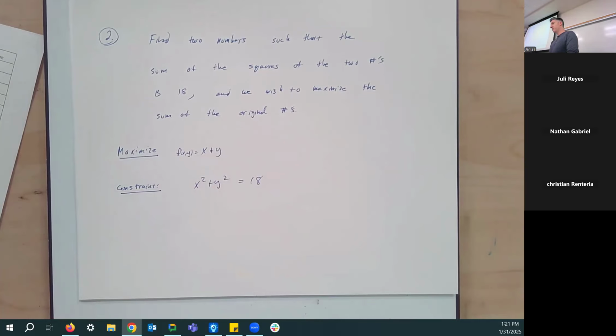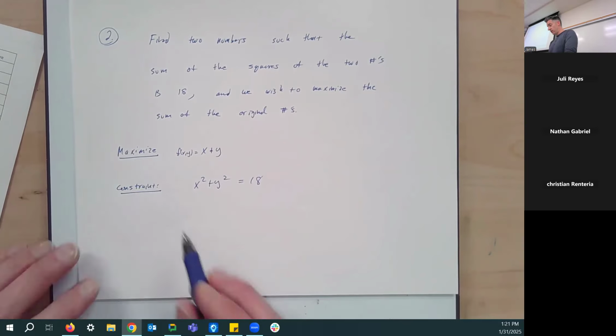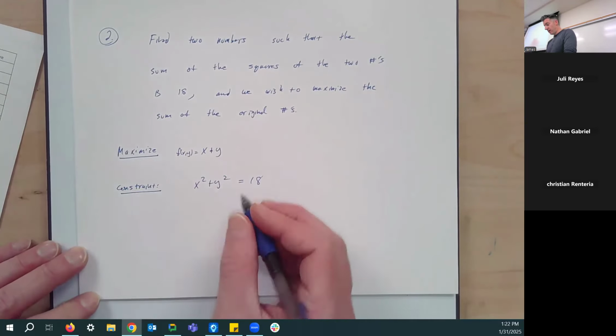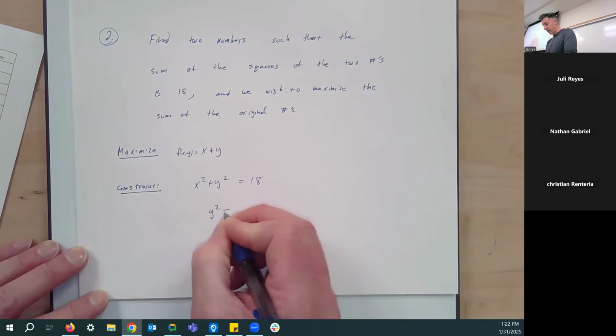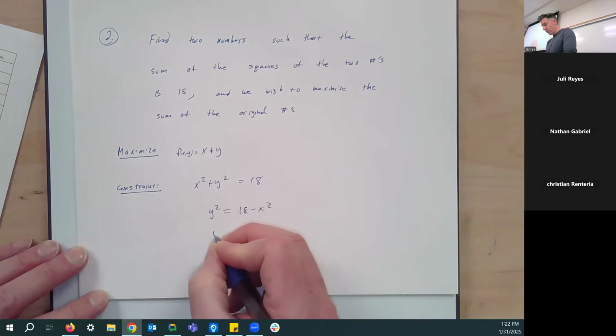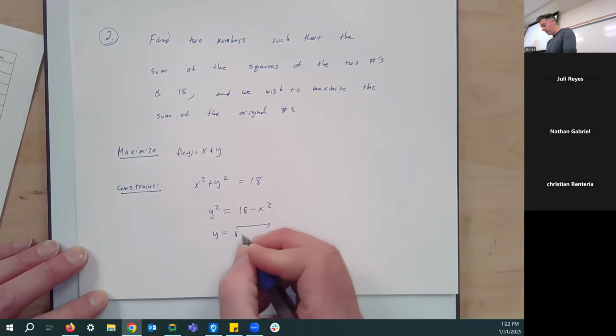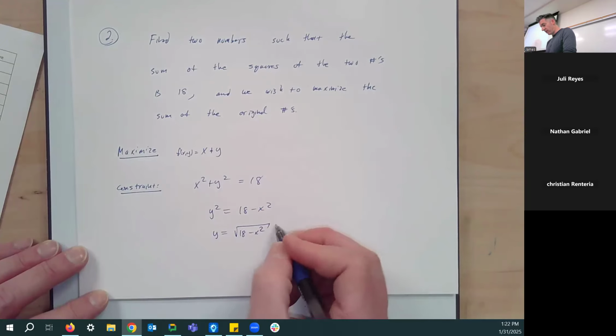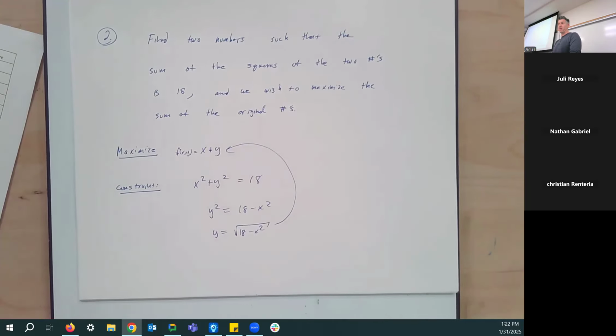And this isn't great for us because if we solve for one of these equations and plug it in the other one, we're actually going to have a function of one variable that we're trying to maximize. So it's not particularly interesting to us, and it is actually kind of gross. If I try to solve this for x or y, I'm going to get y squared equal to 18 minus x squared, so y is equal to the square root of 18 minus x squared. And if I plug that back in here and then try to take the derivative and set it equal to 0, it's doable, but it's not particularly nice.